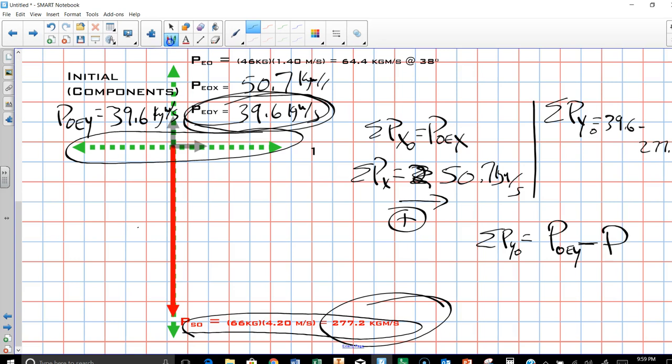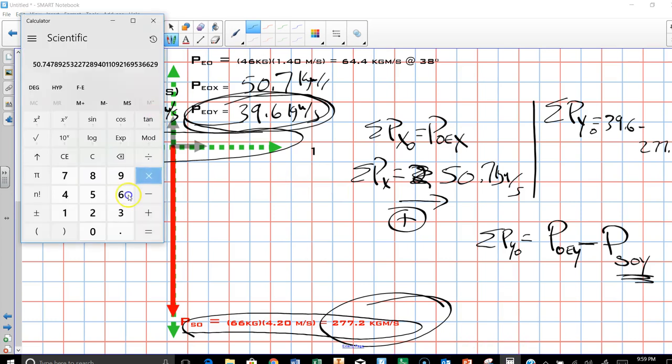So momentum of the person moving south originally. I'll say y, but it's all in y anyway. There's no x component for that one. Either way, I'd have to subtract the two. So I'd have to take 39.6 minus 277.2. Negative 237.6.